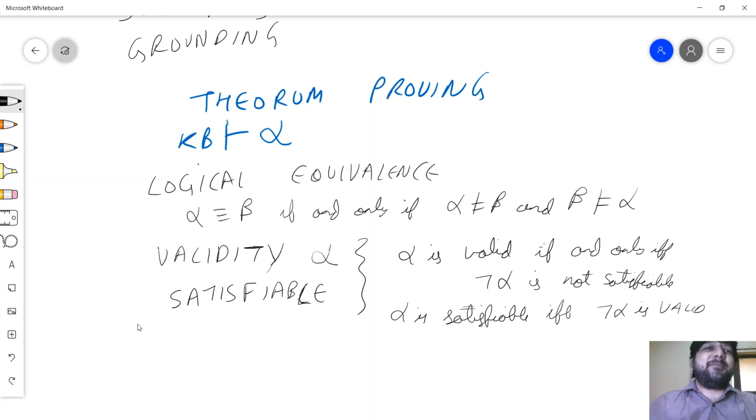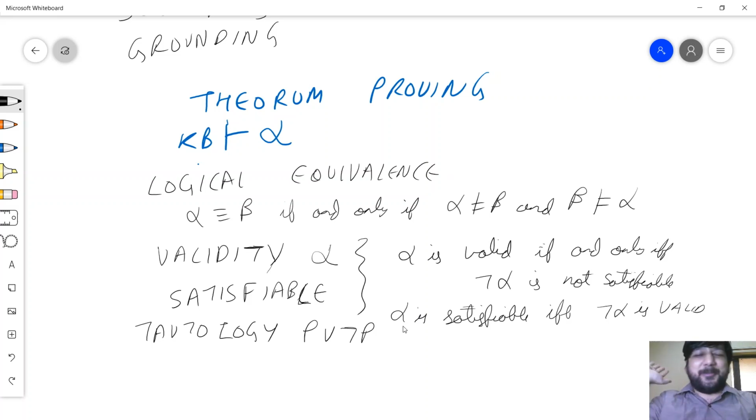There's a second term which is called a tautology. Something which is always true, irrespective of anything. P or not P is always true. Don't care about anything. Irrespective of what you know, what you don't know, there's no way to say that P or not P is false, even sometimes.